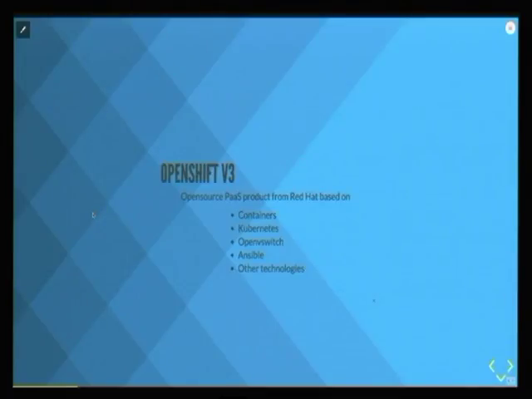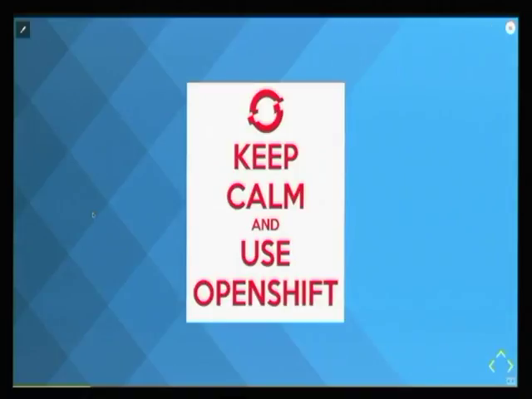So basically just a recap, because there are possibly persons who don't know about OpenShift, okay? It's OpenShift v3, a platform as a service product from Red Hat, and it's based on containers and on Kubernetes. It's like the productized version of Kubernetes. It uses also Open vSwitch as an SDN, maybe we'll see that later. It also uses Ansible as a way to install, okay? And of course it covers other technology. So let's keep calm and use OpenShift.